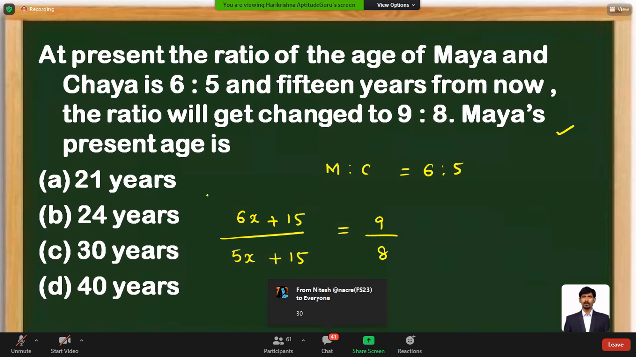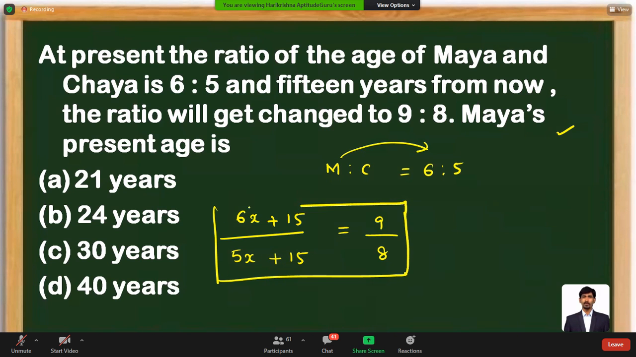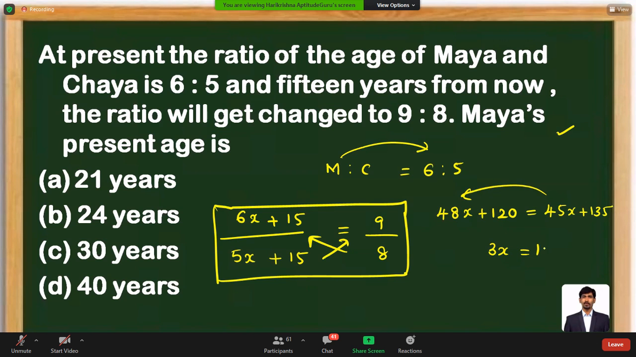Maya's age is going to be 6x. You have to find 6x using this expression. You can do the cross multiplication and arrive at your answer. 6 8s are 48x plus 120 should be equal to 45x plus 135. So 3x will be equal to 15, so x will be equal to 5. Maya's age is required, that is 6 into 5, 30. Mark it as option C.